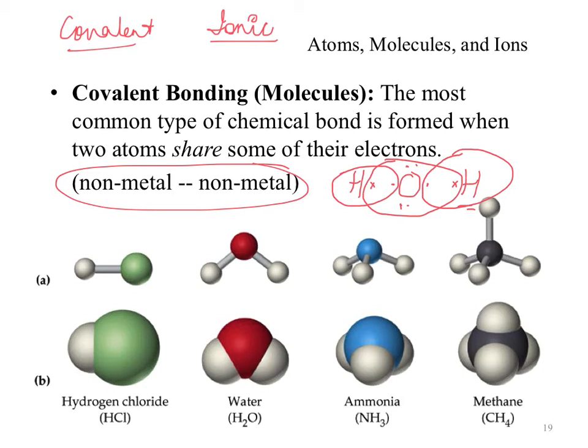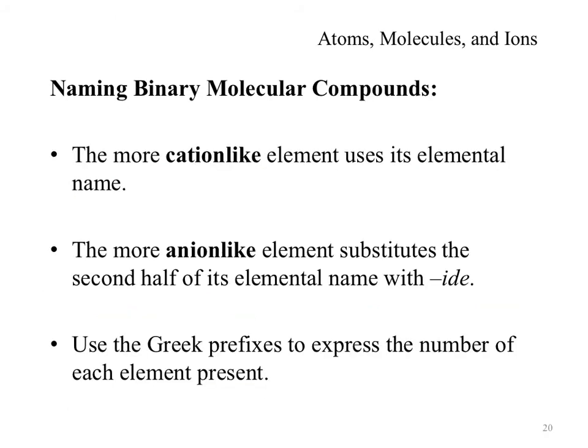So we will have 50% of that joint venture together. The ionic is a little bit different, and I'll talk about that in a little bit. But before we talk about that, let's talk about how we would be able to name these compounds.